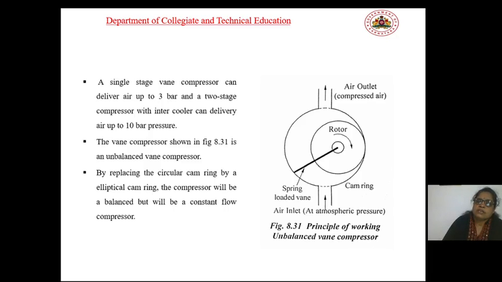In a single stage vane compressor, it can deliver air up to 3 bar, and 2 stage compressors with intercooler can deliver air up to say 10 bar pressure. In the balanced vane system, you can observe, the circular cam ring is replaced by an elliptical cam ring. The compressor will be balanced but will be at a constant flow.